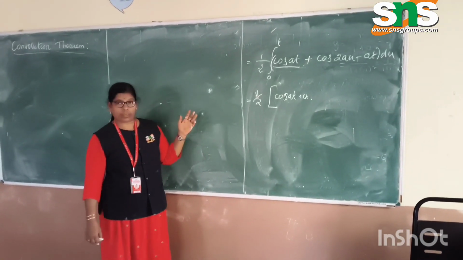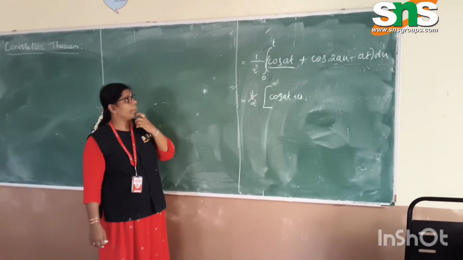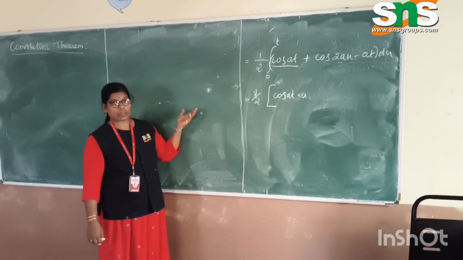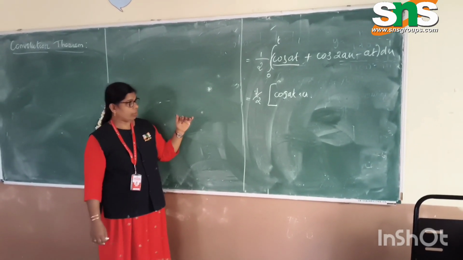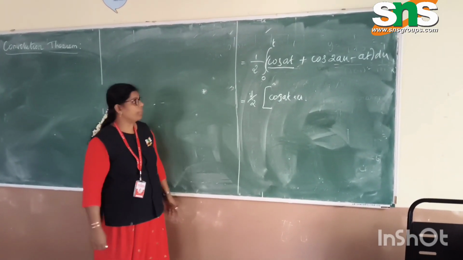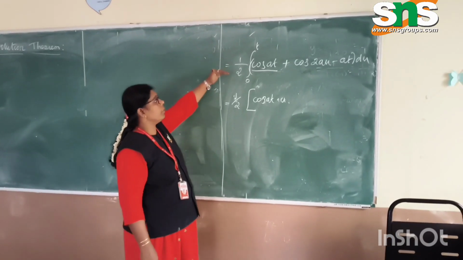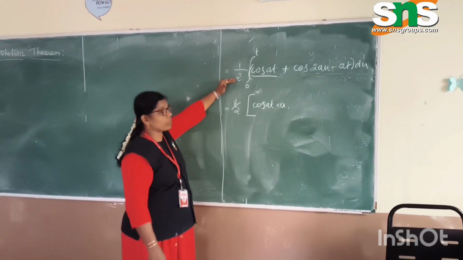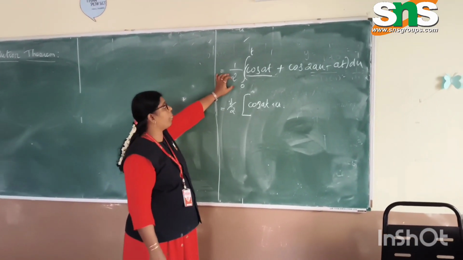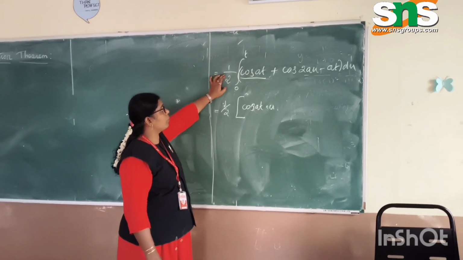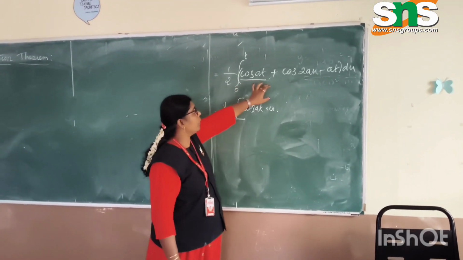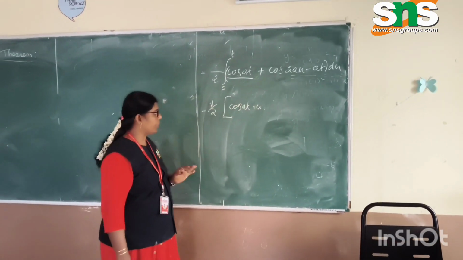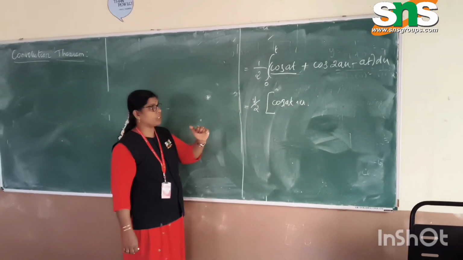We are solving the convolution theorem problems, continuing the last class. Now continuing this same problem. Last class we studied up to here using the cos A cos B formula. Now substituting the formula: 1 by 2 cos(A plus B) plus cos(A minus B) into du. Now integrating with respect to u.